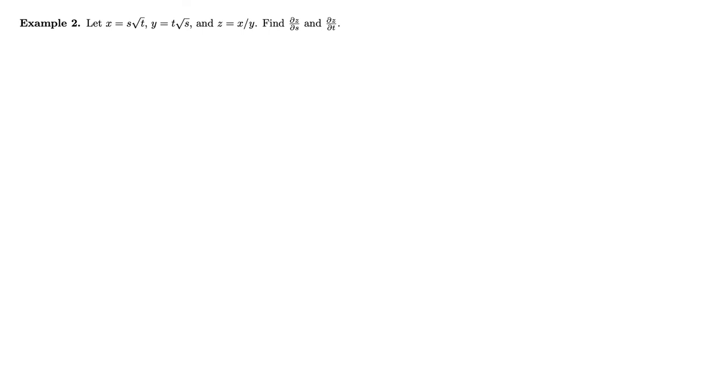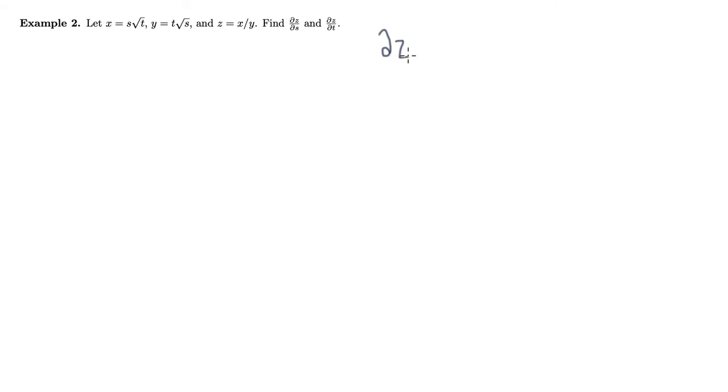All right, so this is a rather involved problem. We have two intermediate variables, x and y, a dependent variable z, which is just x over y, and then two independent variables, s and t. Okay, so let's just go ahead and write down what some of these things are.